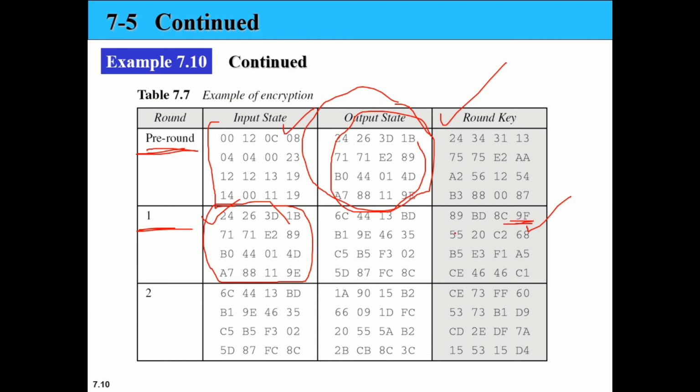and will be performing all the operations, and this output we will be getting, which will act as the input for the second round. Fine. So this is how this whole process goes on up to round number 10, and at the end of round number 10 we get the cipher text, right?